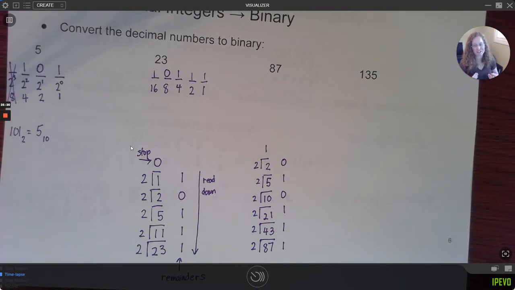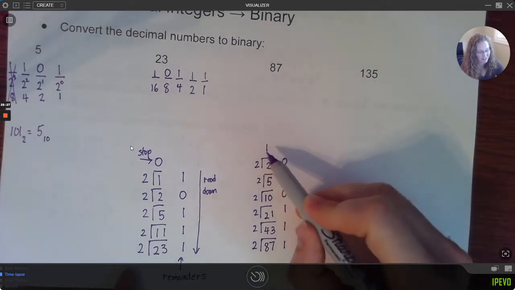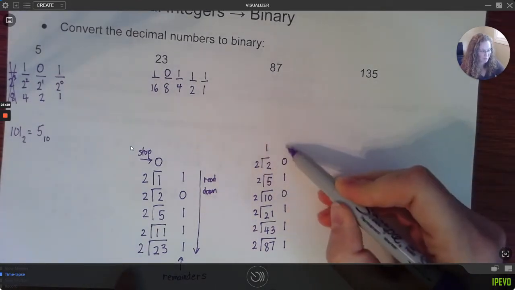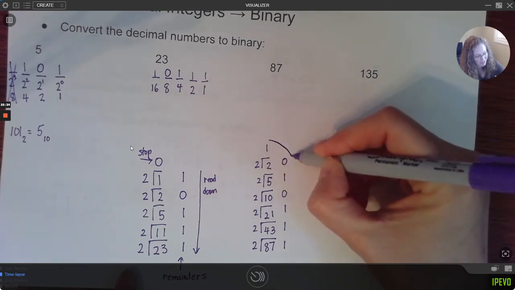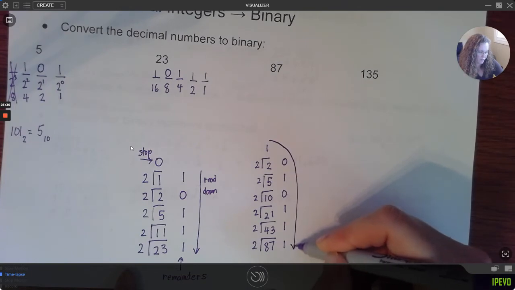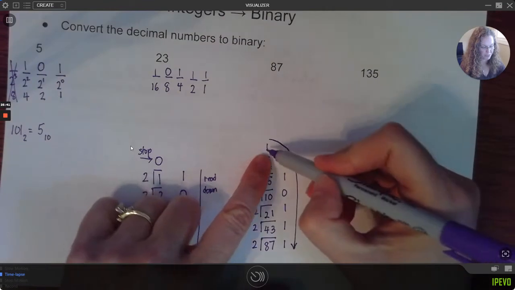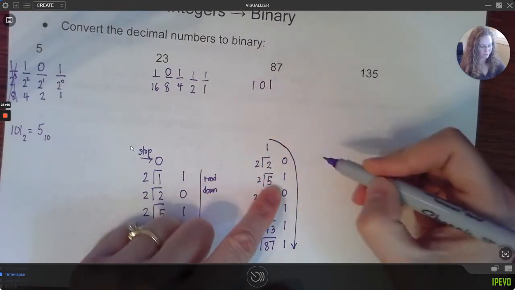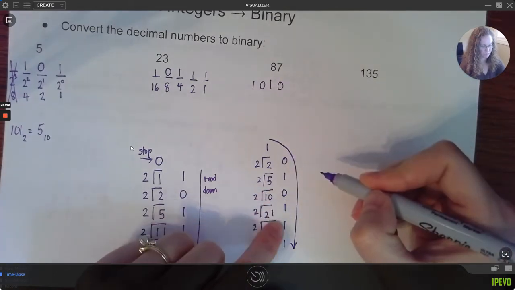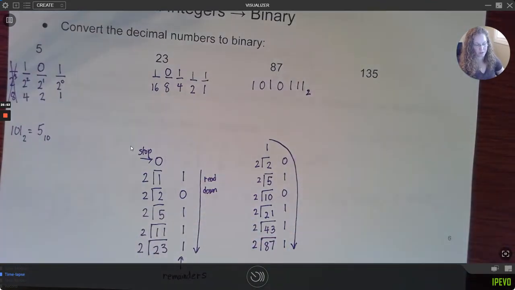I'll call it efficient. Maybe it's lazy efficient. I don't know what it is. But once I get to a 1, I usually just start there. I know that if I divide by 2, it's going to go in there 0 times, and I'm going to write my 1. If there's a 1 here, it's going to end up being the remainder. So if I get to a 1, I just read it down this way rather than rewriting it. Okay. So 87 is going to be 1, 0, 1, 0, 1, 1, 1 in base 2.